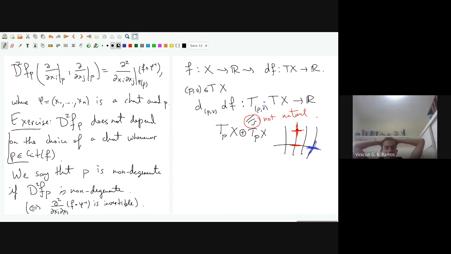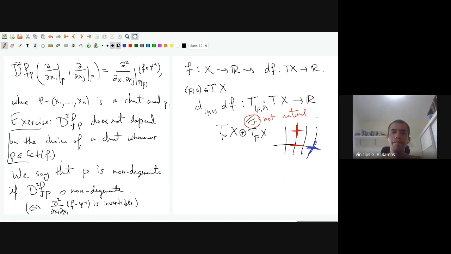There is a bilinear 2 form that's symmetric, but it's not naturally defined. It depends on a choice of charts.